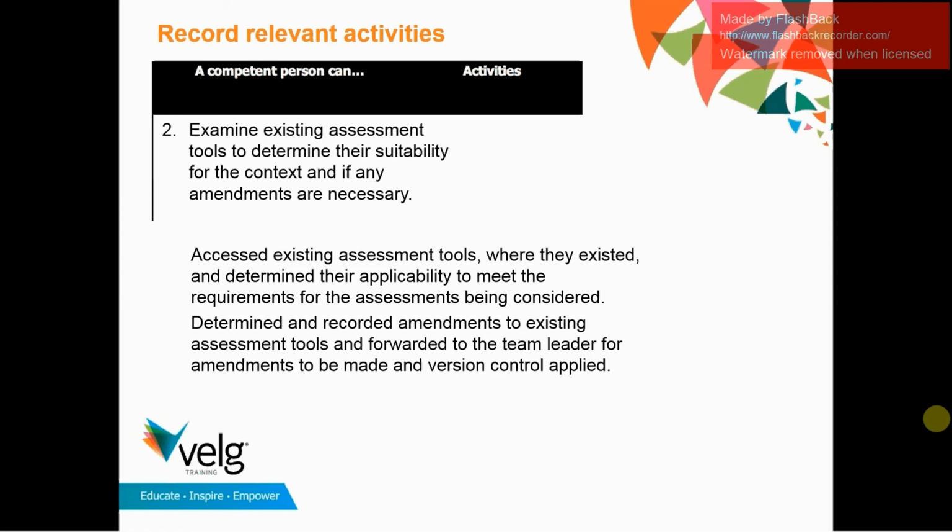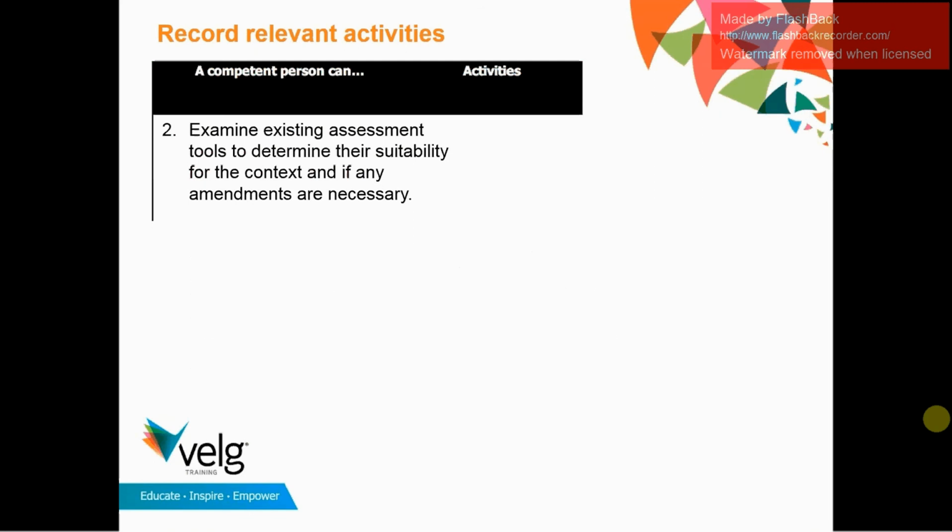I grab hold of the existing tools. I check them out to make sure if they can or if they can't meet the current requirements. If I can make any amendments, I'll do that. I'll forward them on either to my team leader or to the RTO manager. So those amendments may be made and the version control applied. That might be me. I might be the one that actually has to make the changes. If you're working in a bigger RTO, you may actually identify the changes and then forward them on to somebody else who will actually make the changes for you. But they're the things that I do.